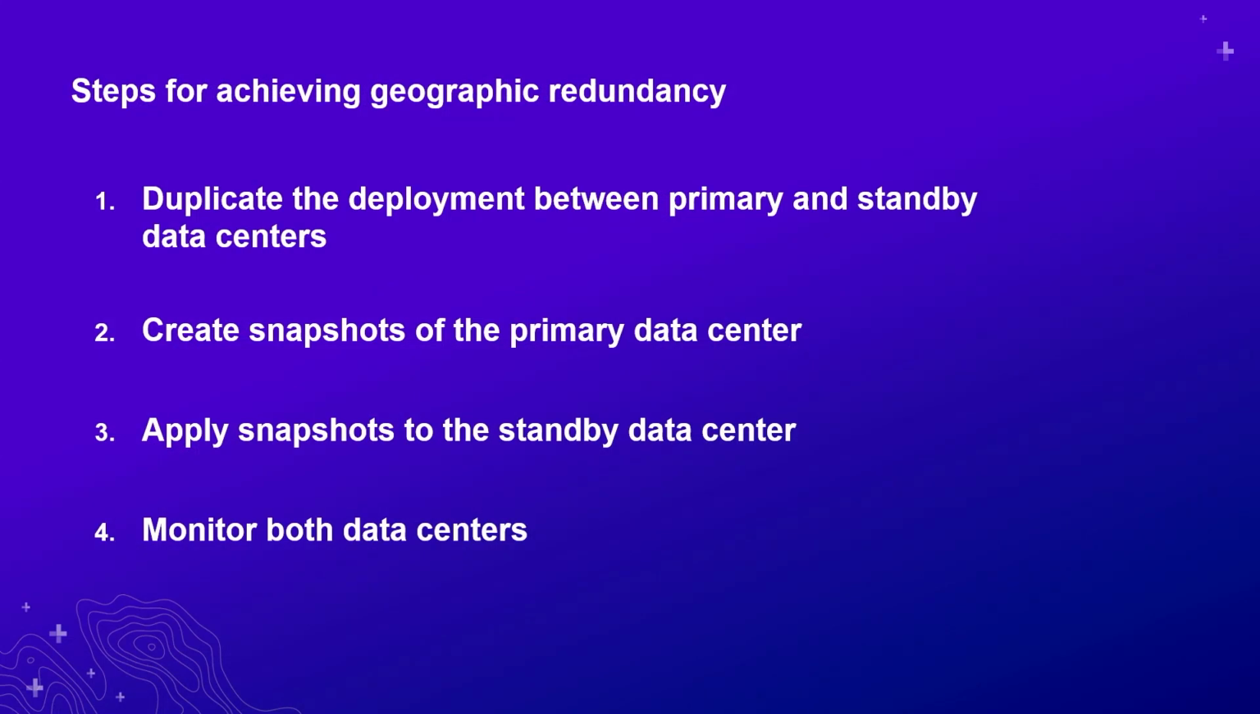So what are the high-level steps to achieving geographic redundancy? Well, first, you will duplicate the deployment between primary and standby data centers. This means that you're going to be installing the software and configuring it between primary and standby. Next, you'll create snapshots of the primary data center, and then apply those snapshots to the standby data center. Finally, it's important to monitor both data centers. This would be making sure that you're keeping track of when components fail within each, and whether backups are getting created successfully or not, and obviously getting restored successfully or not.